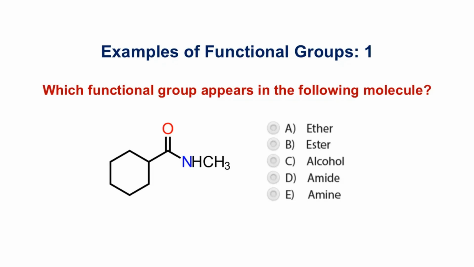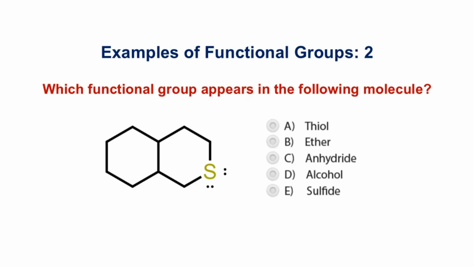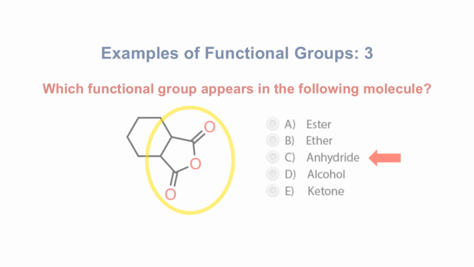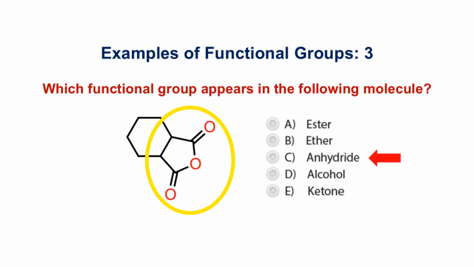Which functional group is present in this molecule? The nitrogen bonded directly to the carbonyl makes this an amide. Which of the 5 functional groups listed is present here? The fact that the sulfur atom is bonded to 2 carbons makes this a sulfide or thioether. The other sulfur-containing group, the thiol, would have 1 hydrogen attached in place of one of the carbons. From the list of possibilities, which one is this functional group? 2 carbonyl groups linked through oxygen is an anhydride.